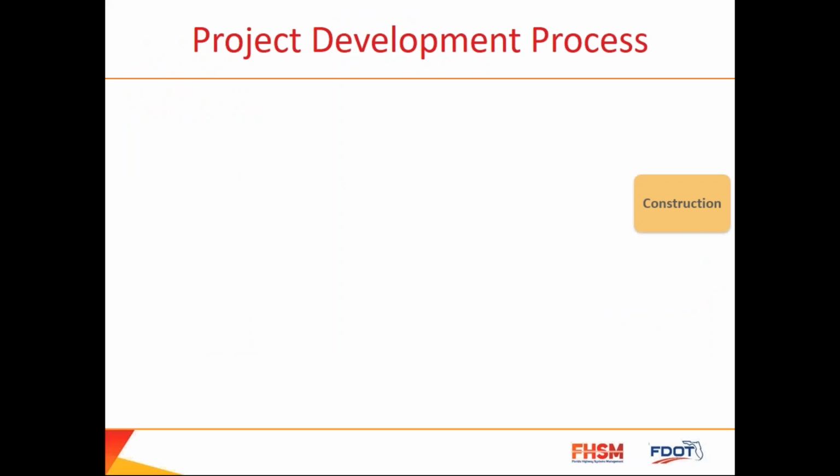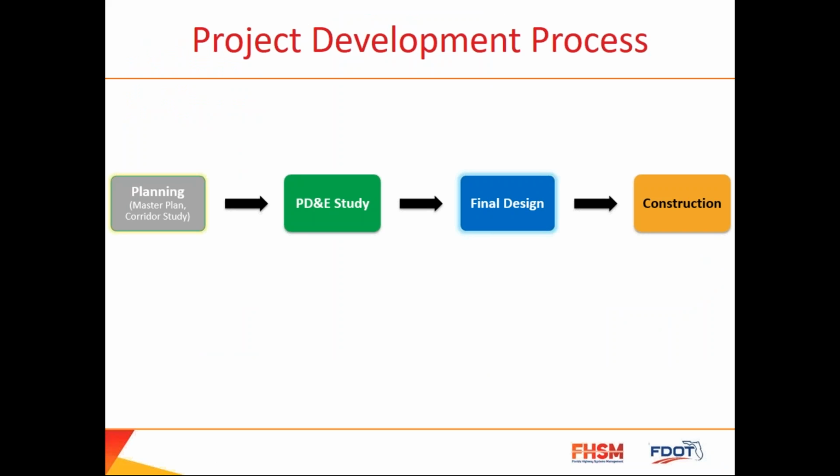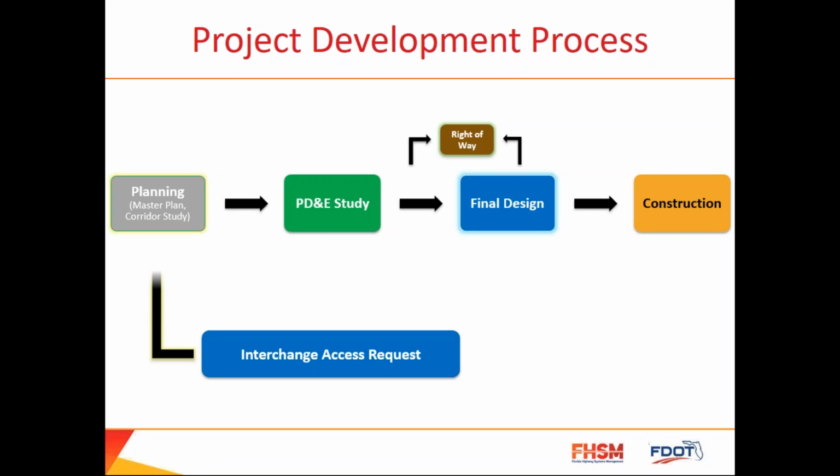All right, now we're going to talk about the project development process. So we all want to get to construction, that's at the end of the process. However, we start with our planning. This is where we conduct master plans, corridor studies. We move that then into PD&E studies, which lead into final design. Right-of-way is also incorporated at that end of the process. But our interchange access request can be conducted during planning, PD&E, or the final design process.